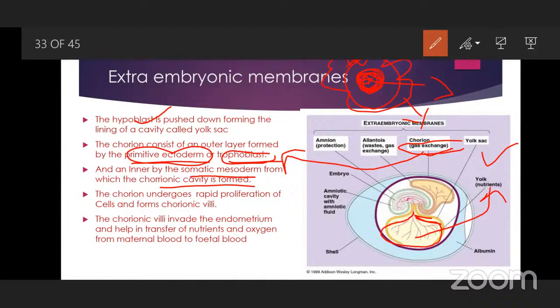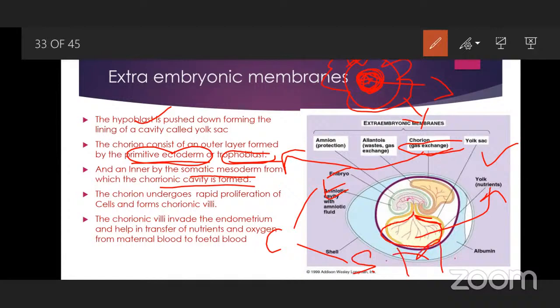So this chorion layer is derived from two types of germinal tissue. One is the primitive ectoderm or the trophoblast, and the cavity of the chorion, the cavity which is present around the chorion, is derived from the somatic mesoderm cells.